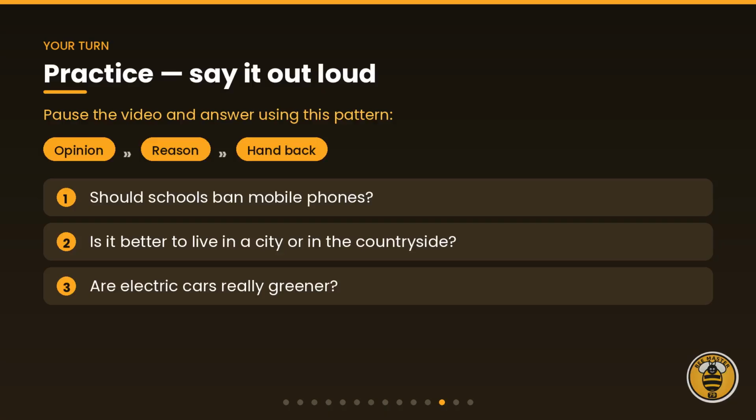Your turn. Pause the video and answer these out loud using the pattern opinion, reason, then hand back. Question 1. Should schools ban mobile phones? Question 2. Is it better to live in a city or in the countryside? Question 3. Are electric cars really greener? Take your time and say your answers aloud.